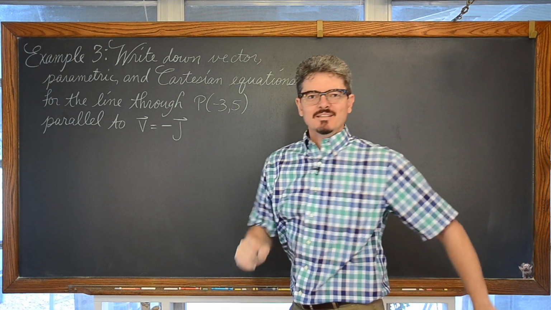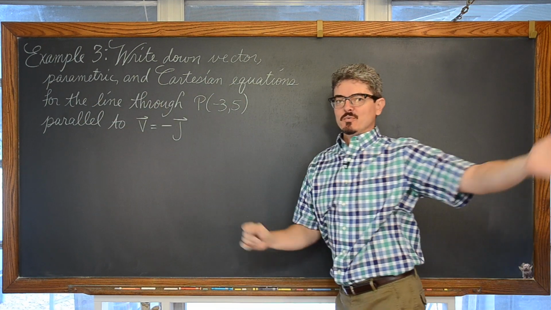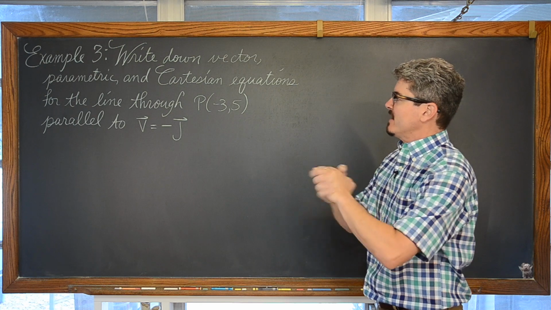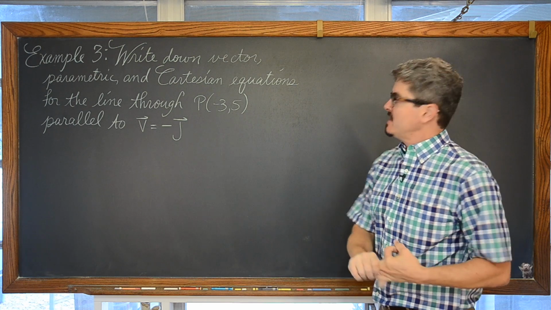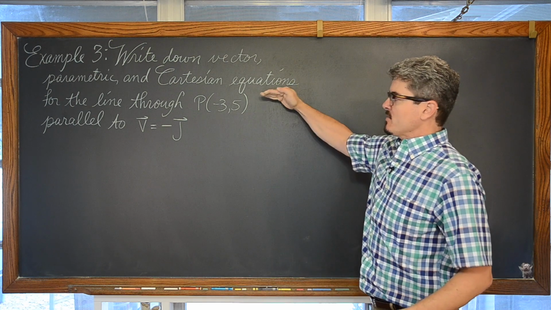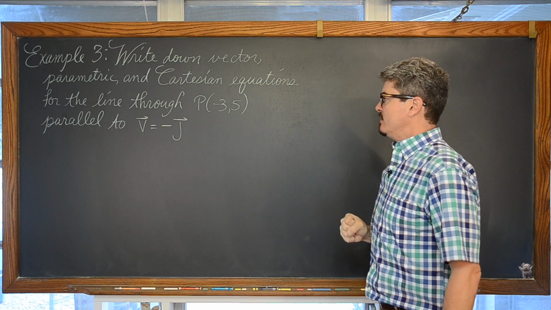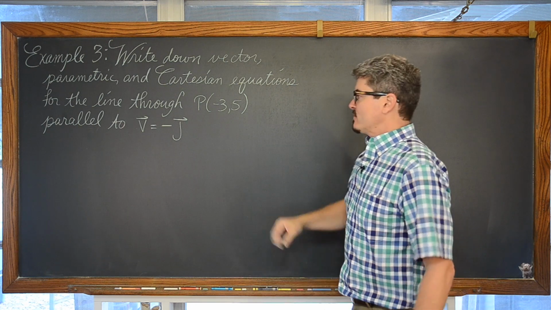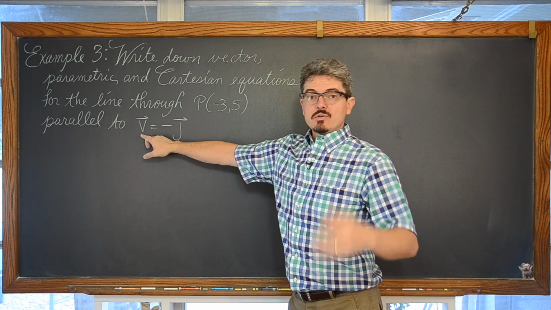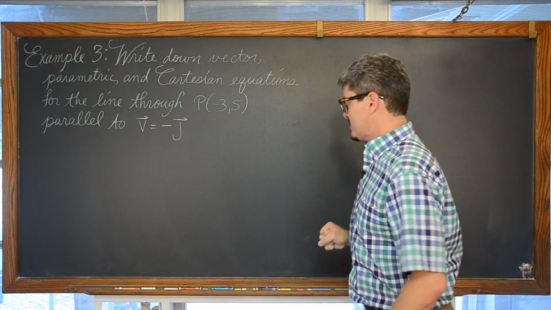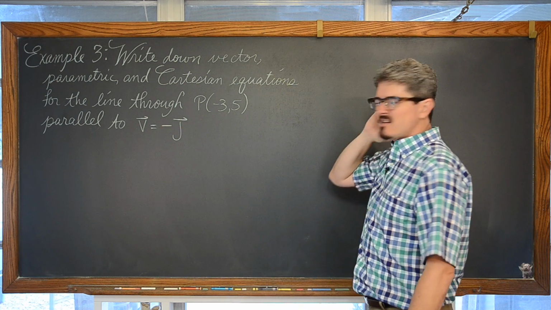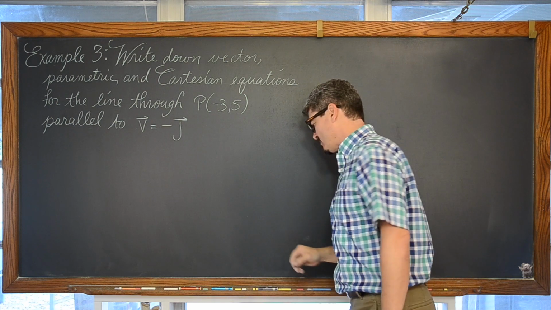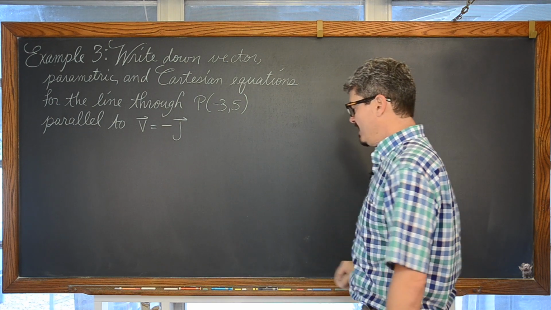It's the last example, example number 3. We're going to write down the vector, parametric, and finally the Cartesian equations for the line going through the point (-3, 5) and parallel to vector v. This is just acting as a vector u, our direction vector, which is equal to -j. There's a couple little things in this problem to throw us off a bit, but I think we can handle it.